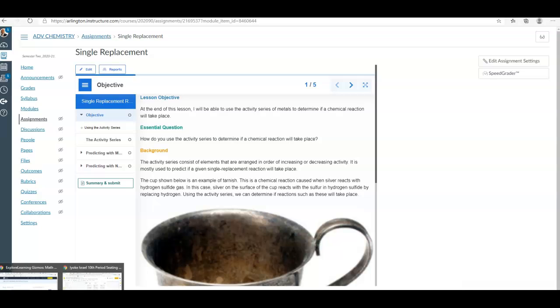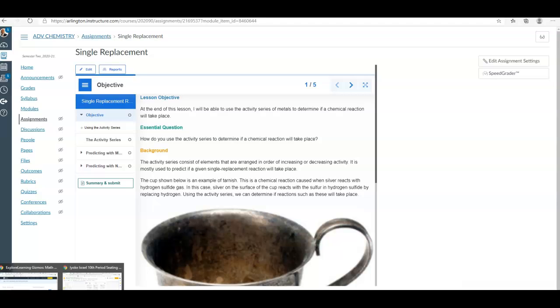We are trying to look at single replacement reaction because it is an important chemical reaction that occurs most times, and it happens around us, and it's a very important chemical process or industrial process. At the end of today, you should be able to answer the question: how do you use the activity series to determine if a chemical reaction will take place?